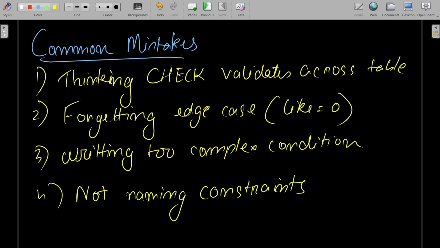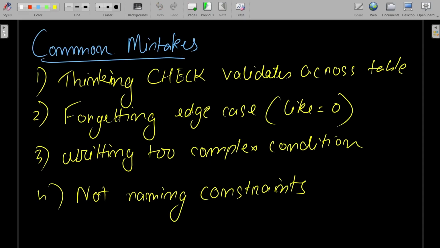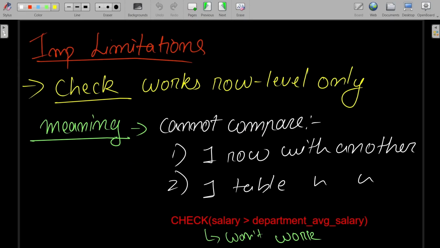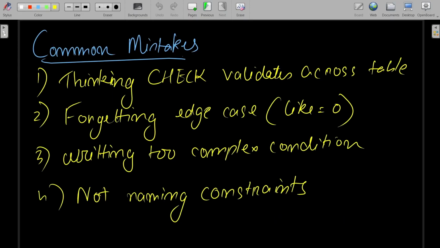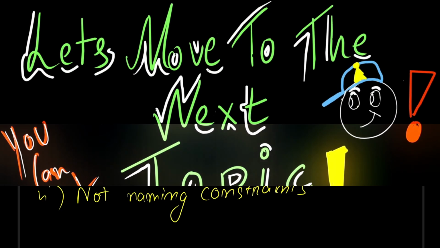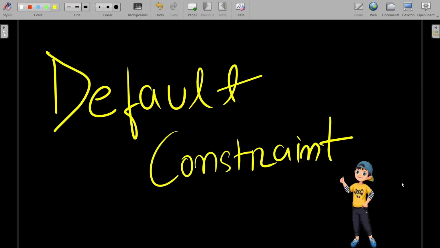So these are the common mistakes which people make, that they don't name the constraints, so it becomes an issue for them to find which constraint was what, right? So I tried giving you the important limitations of check. This was a very key point to this particular chapter, and also the common mistakes. So this is all about check constraint, and I hope you understood the topic. So guys, let's move to the next topic. Moving on to the next topic, which is default constraint. In this topic, we are going to understand how a default constraint plays a significant role while creating a table or altering a table or basically in a SQL environment. Okay, so let's begin with that.